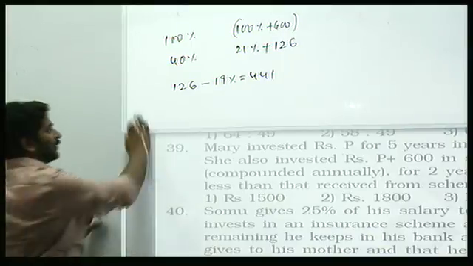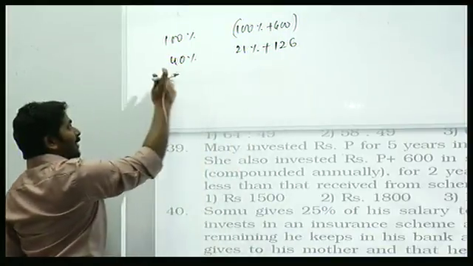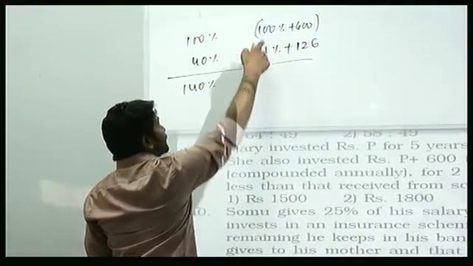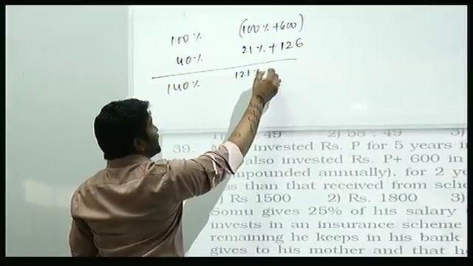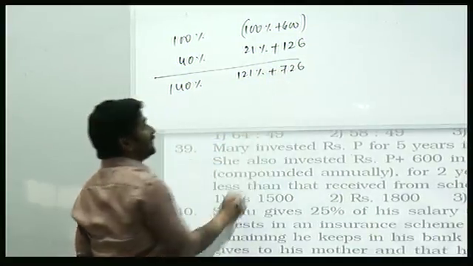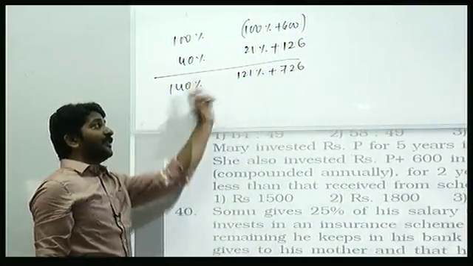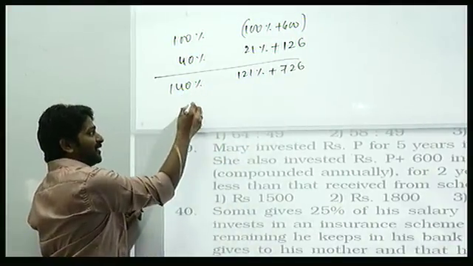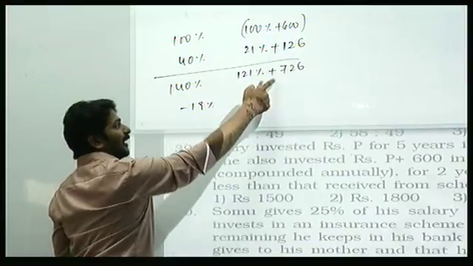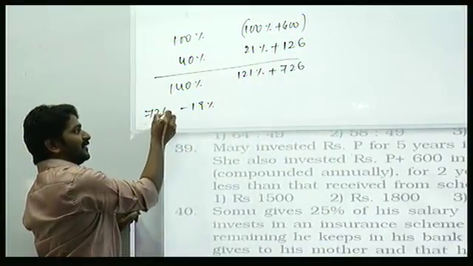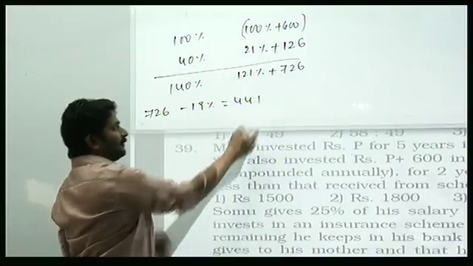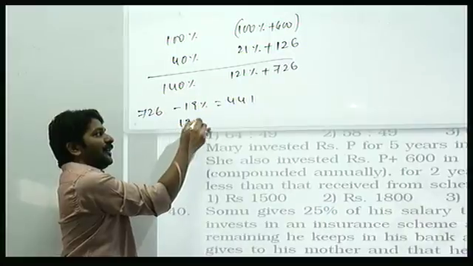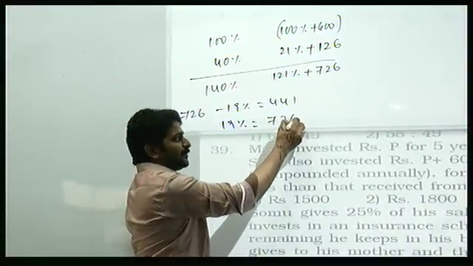Okay, so the amount received from scheme A is 140%. Amount received from scheme B becomes 121% plus 726 rupees. The difference of these two is given as 441. 121 minus 140 is 19%, and then plus 726 is equal to 441. Take 19 to the right hand side, 441 comes to the left hand side. So 19% is equal to 726 minus 441.